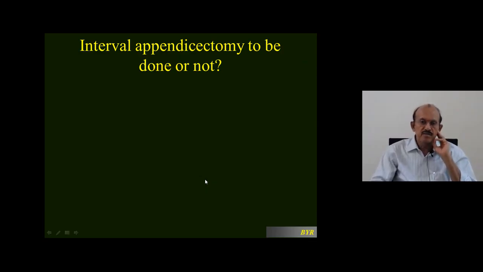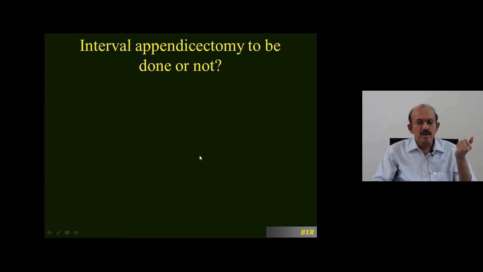After 6 weeks, shall we definitely go for appendectomy or not? Because the appendicular inflammation has completely resolved, why should we do interval surgery again? We do surgery because of the chances of recurrence.